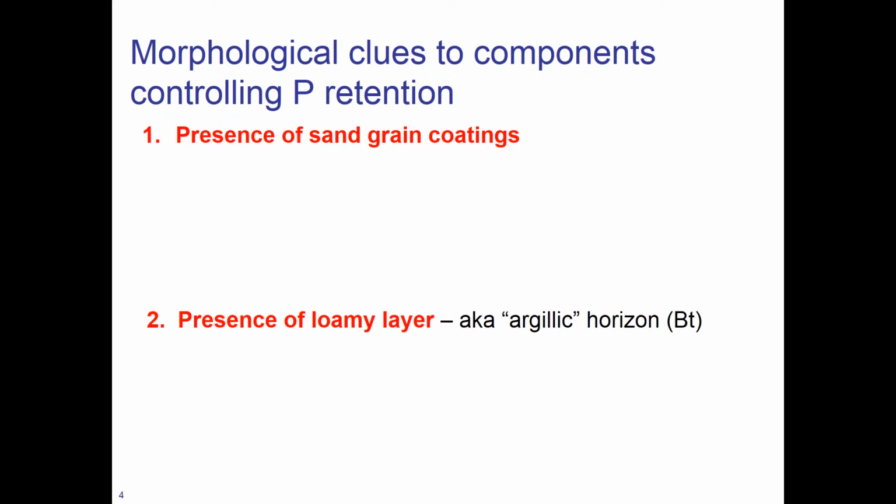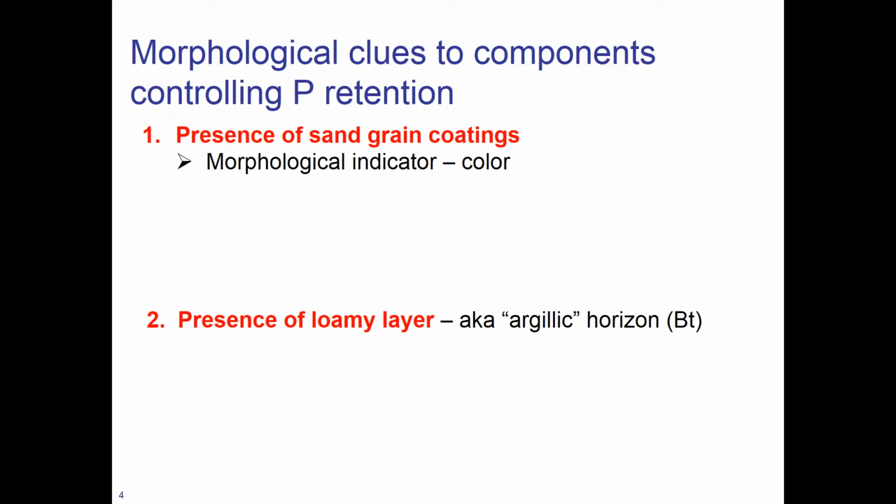Two morphological clues to components that foster phosphorus retention in Florida soils are the presence of sand grain coatings and the presence of loamy layers, also known as argillic horizons or BT horizons. Remember, T is a subordinate distinction that indicates the illuvial accumulation of clay, or the accumulation via translocation from above.